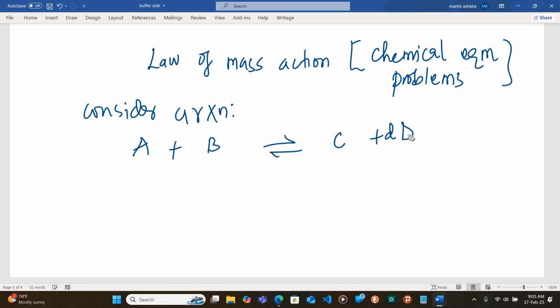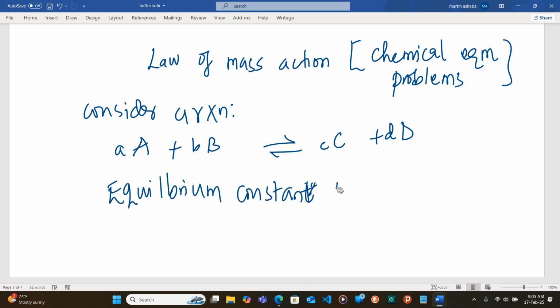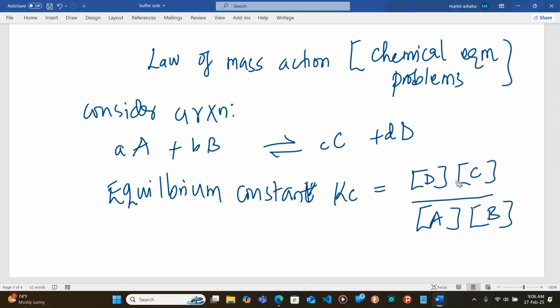Take an example where we have d moles of D and c moles of C, then b moles of B and a moles of A. So the law of mass action says if we are to determine the equilibrium constant, for example Kc, in terms of concentration, this is going to be the concentrations of products divided by the concentrations of reactants. But this law helps us to determine the exponents here.